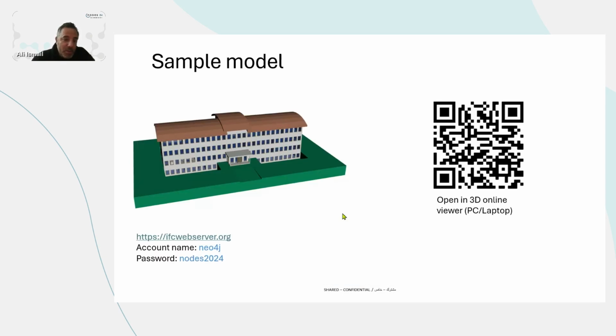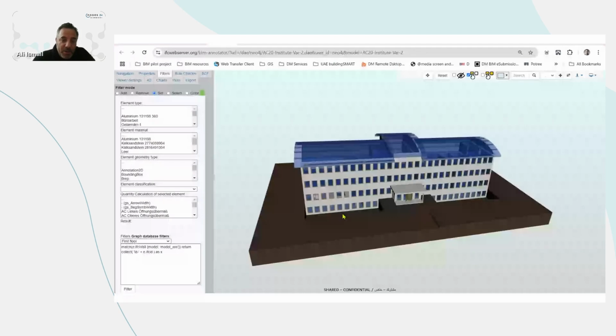Now, if we would like to do some live demos, I provide you with a username and password to log into the IFC web server, and I'm using this building sample model to do the demo. After logging into the IFC web server and uploading the IFC model inside the online viewer, you will notice this model has a filter tab where a user can, in one click, filter elements by type, by material, by geometry type, or do an interactive quantity takeoff.